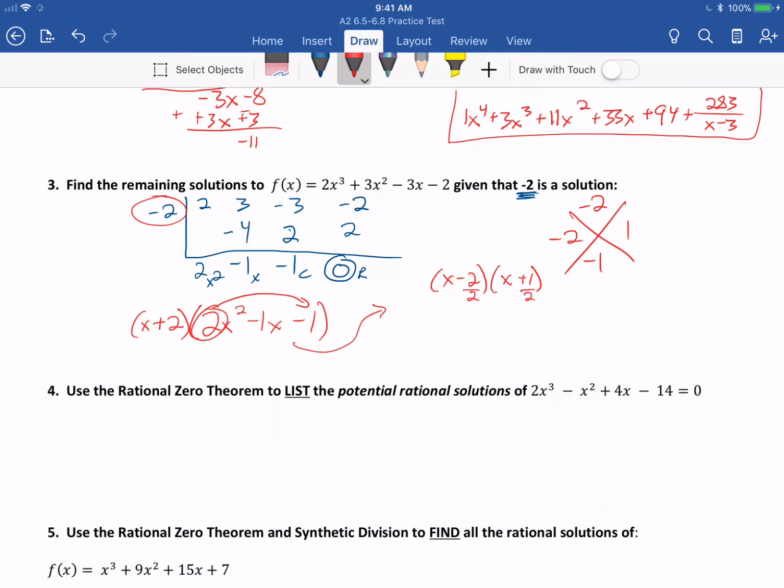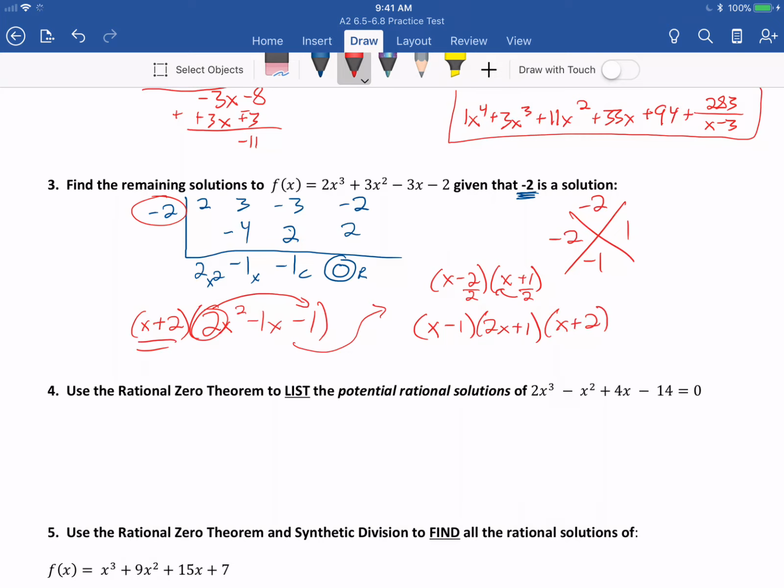So I divide by 2, I divide by 2, so now I get x minus 1, and then remember 1/2 can't simplify, so that goes in the front, 2x plus 1, and then I still have that x plus 2 on there as well from my original over here.